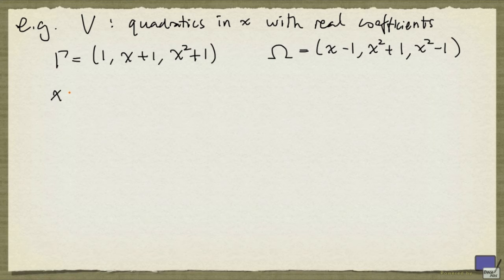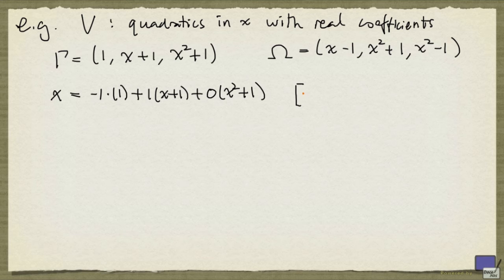To find the tuple representation of x with respect to gamma, I first must write x as a linear combination of these vectors. And it's not hard to see that this is given by minus 1 times 1 plus 1 times x plus 1 plus 0 times x squared plus 1. And so the tuple representation of x with respect to gamma is the 3-tuple minus 1, 1, 0.